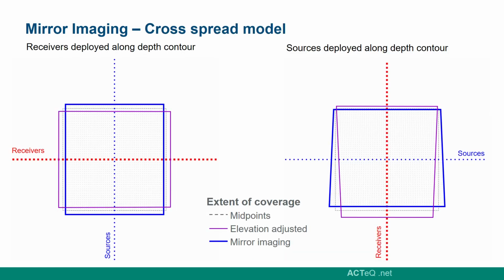Here we illustrate the pattern of mirror imaging coverage. Notice that it has the opposite sense to the elevation changes that we looked at earlier. With mirror imaging, we're actually sampling a point which is closer to the source rather than being closer to the receiver, as we saw with the deeper elevations.